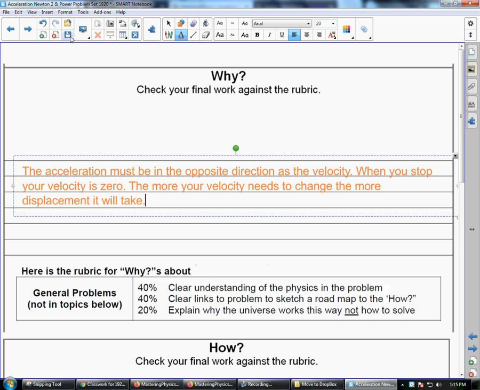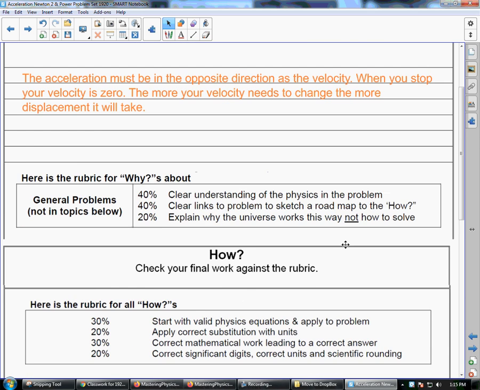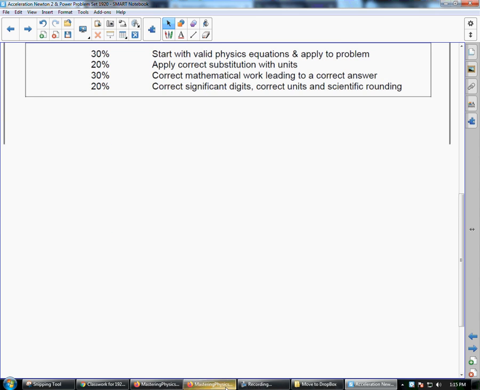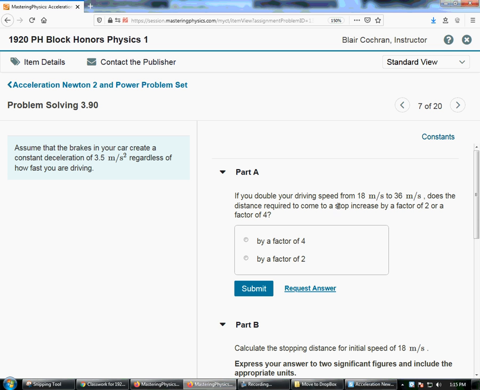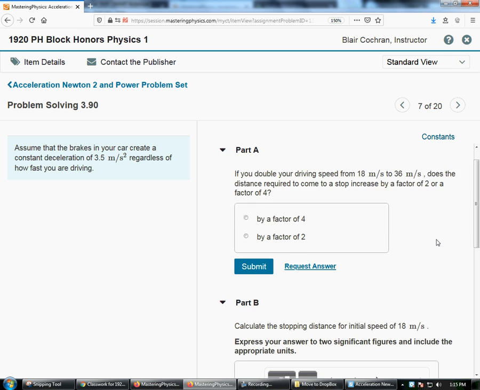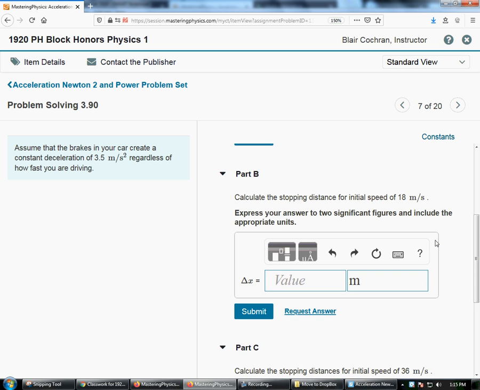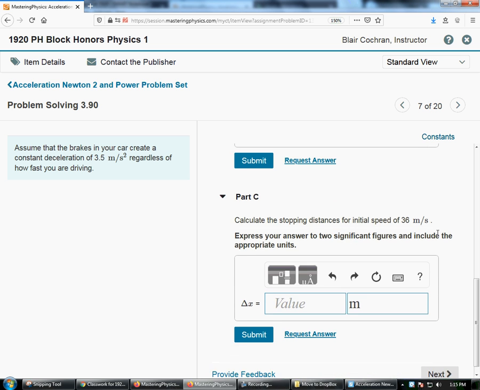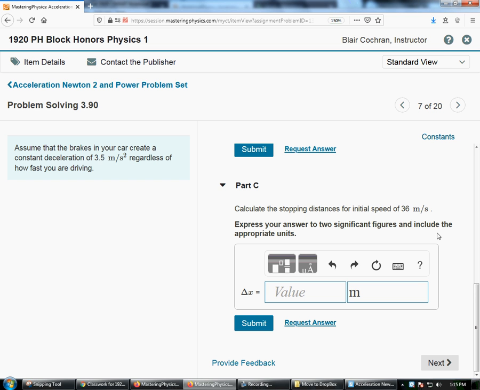All right. So now I'm down here, and I'm looking at the question: when you double your driving speed, does the distance required to come to a stop increase or decrease? Increase by a factor of 2 or a factor of 4? I'm not sure yet. So I think I'll go on to the other parts and figure out these two stopping distances, and then go back to answer that one. Remember, just because they're in that order doesn't mean you have to answer them in that order. All right? So, and I know I've got a deceleration of constant 3.5 meters per second squared.